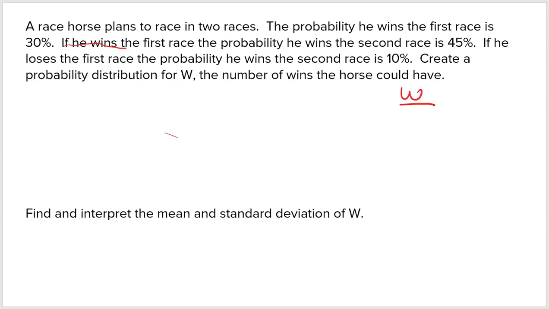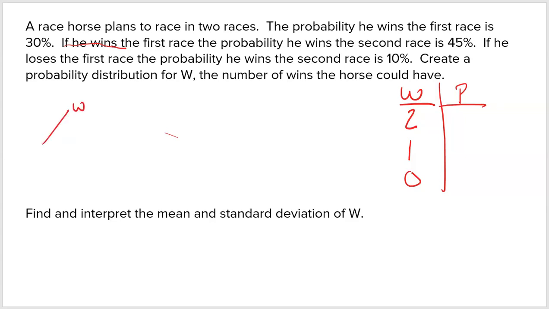Okay, so how many wins could this horse have? Well, I guess he's running in 2 races. He could have 2 wins. Well, he could have only 1 win, or he could lose them both and have 0 wins. But to make a probability distribution, I need to find the probabilities of each of those outcomes. So let's make that tree diagram.